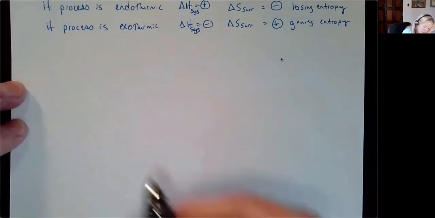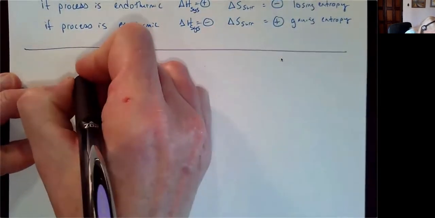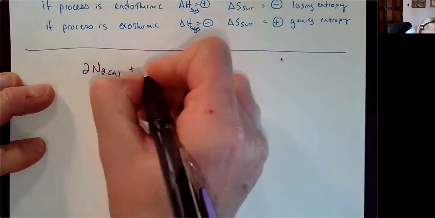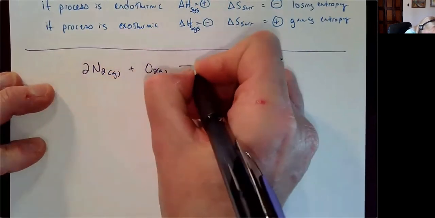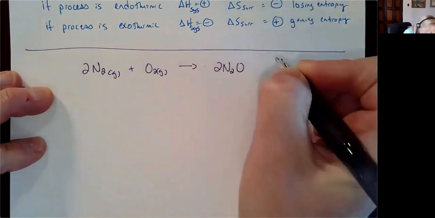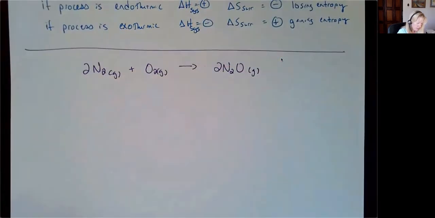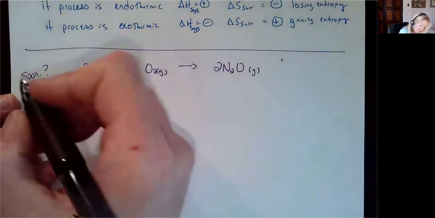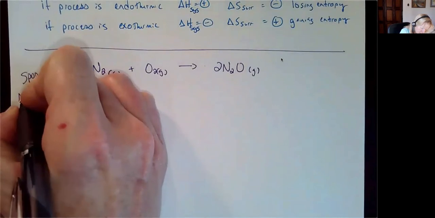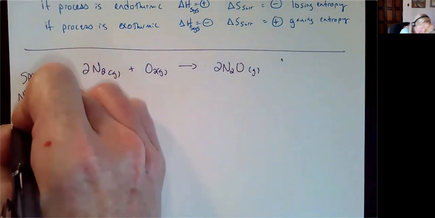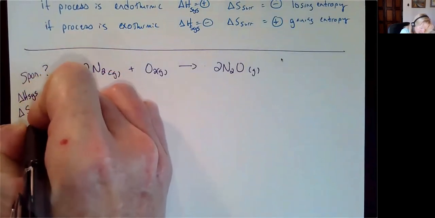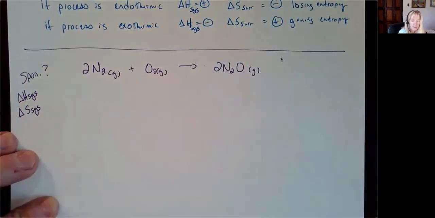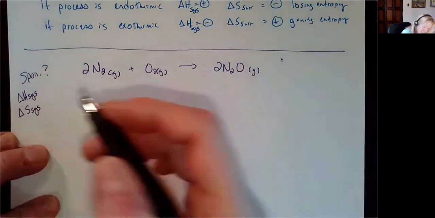Let's just do a quick example here. So let's say I have this reaction. Nitrogen gas reacting with oxygen gas to produce dinitrogen monoxide gas. And I want to know, is this going to be a spontaneous reaction? Is it going to happen spontaneously? There's two components, right? I'm going to have to look at my delta H of my system, and I'm also going to have to look at delta S of the system, and those are going to tell me if it's spontaneous or not. So I'm going to take each one of these separately.